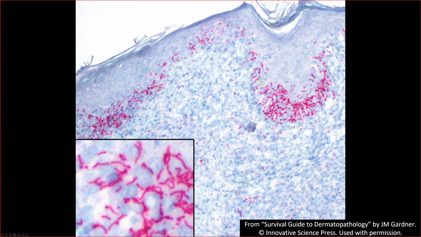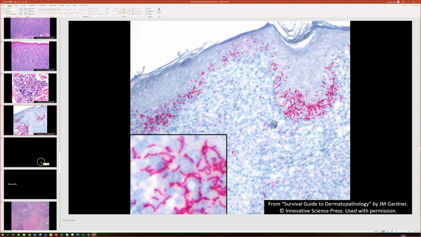That is an example of secondary syphilis with a spirochete immunostain to recognize the Treponema pallidum organisms.